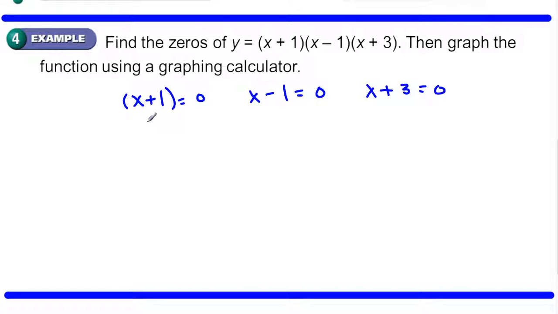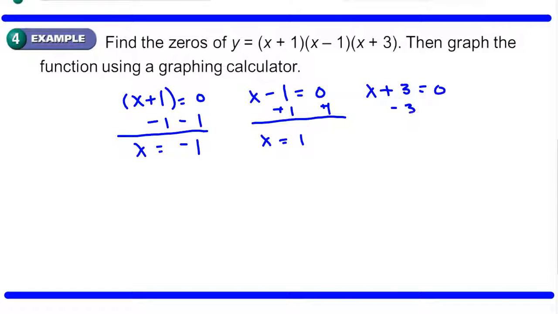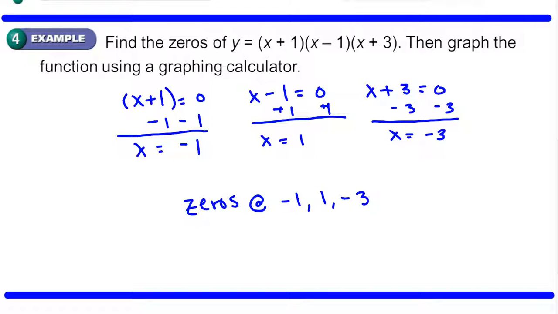And so now solving each of these for x, we're going to subtract 1 from this first one. So then we have x is negative 1. We're going to add 1, and so then you have x is 1. And then we're going to subtract 3 from both sides, and you have x is negative 3. So the zeros of this function are at negative 1, 1, and negative 3. That would be the answer to your problem.